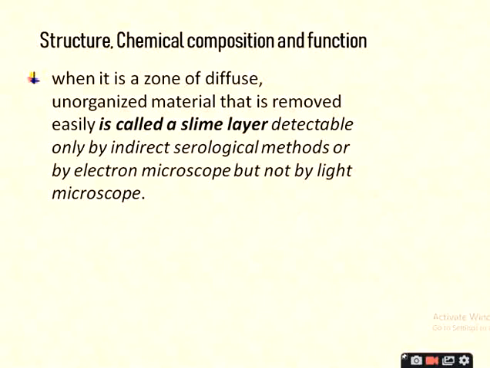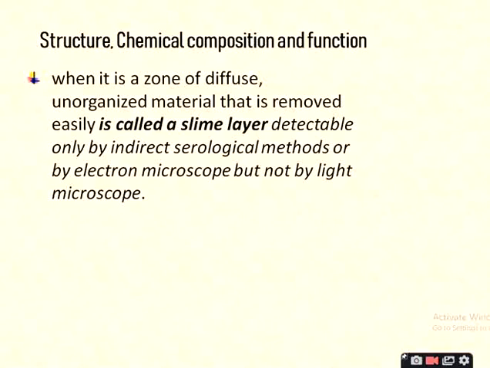They are present. One is called a capsule and another is called a slime layer. That means it is organized very well, and it is not removed by washing. That type of layer is called a capsule layer. A zone of diffuse, unorganized material that is removed easily is called a slime layer.